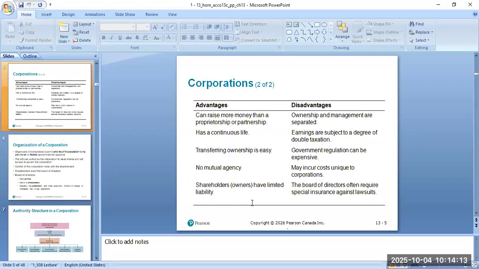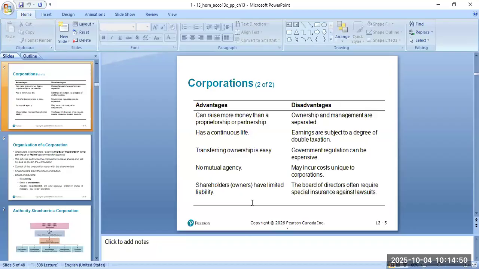Now let's see what the advantages are for the corporation. First, the corporation itself, if it's public, can raise more money than a proprietorship or a partnership. It has continual life. I can transfer it easily from one person to another person. Nobody can bind the company with whatever he's doing, so there's no mutual agency here. And the shareholders have limited liability.